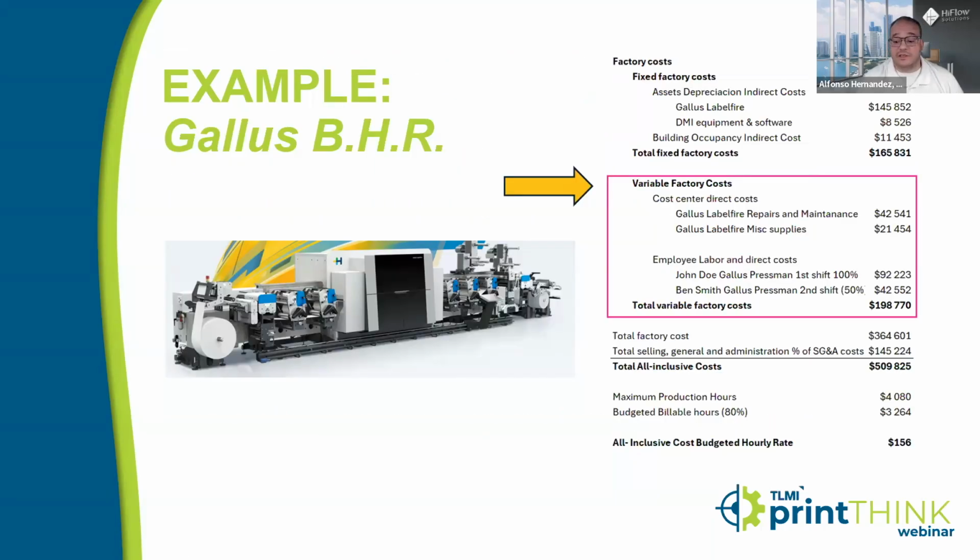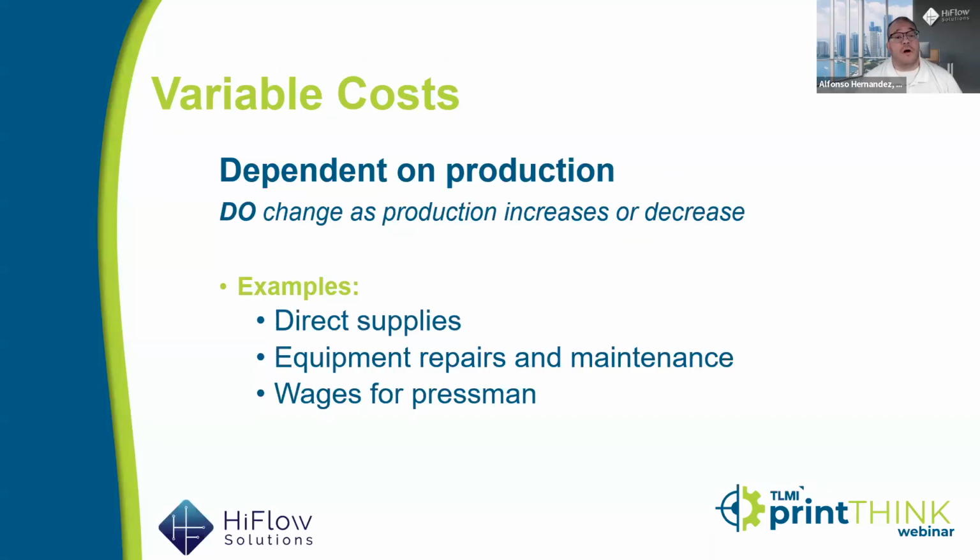Our variable costs. These are the type of costs that are dependent on your production. So these costs will go up and down based on the increases and decreases in your production. This could include any costs from suppliers, equipment repair and maintenance, wages to employees, inks, materials. All those will increase and decrease with changes in production.